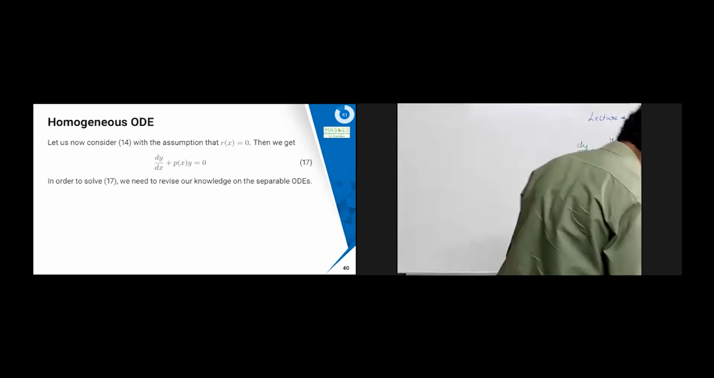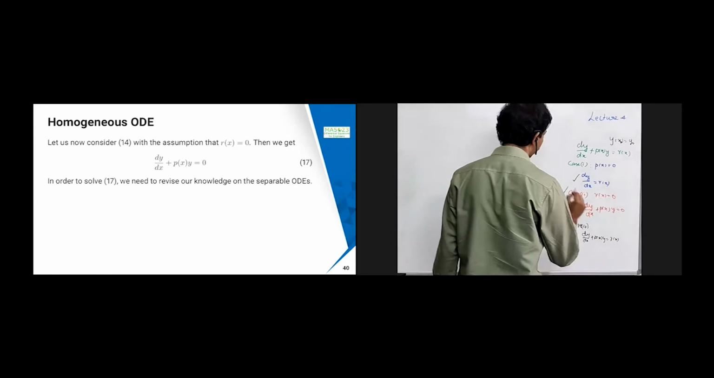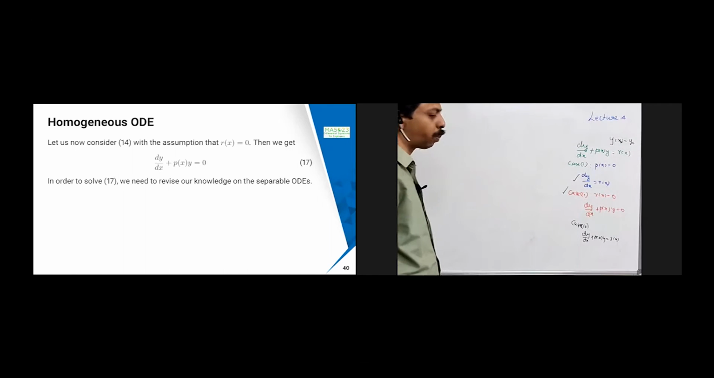So in case number 2, we are going to deal with separable ODE. I'm going to take case number 2: dy/dx + p(x)y = 0. This one we need to solve.